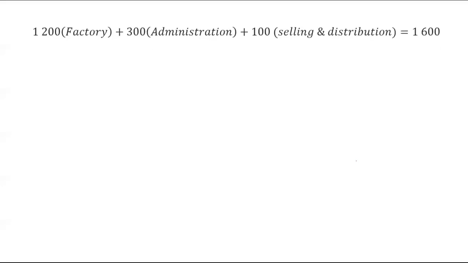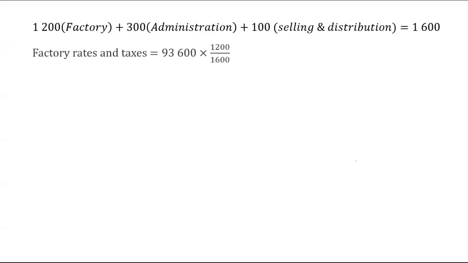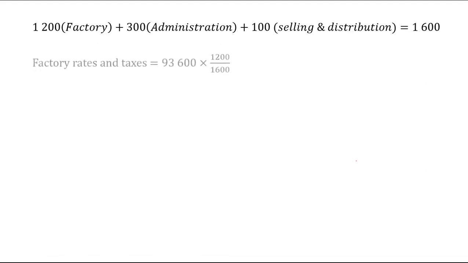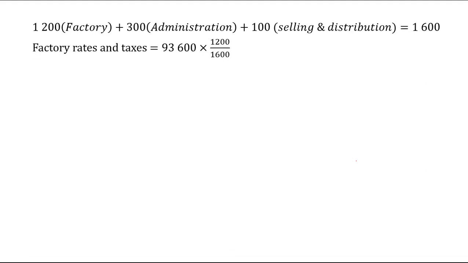So what I'm going to do now is to write down these ratios and what each part of the ratio represents. So I know that 1,200 will be for the factory, 300 will be for administration, 100 will be selling and distribution. In total, it'll give me 1,600. So if I want factory rates and taxes, I will take 93,600 times it by 1,200 all over the total. We want the factory, multiply by what you want, divide by what you have.